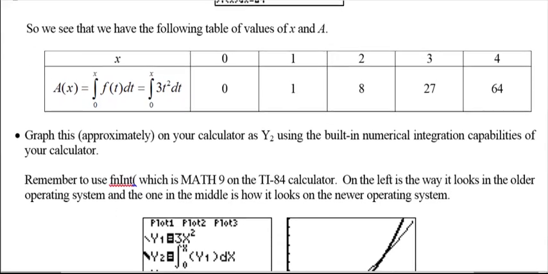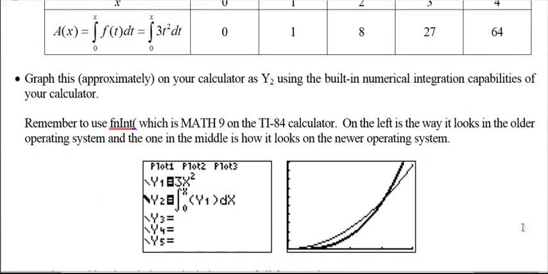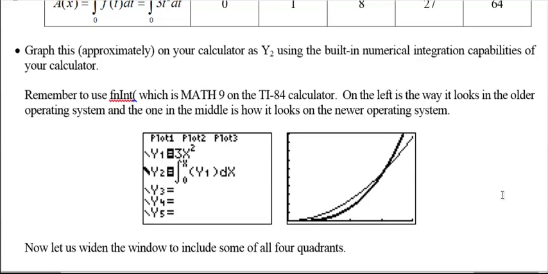Well, what we're going to do is use the numerical integral of the calculator, which is function integrate in the old notation, or just the integral sign in the new one, and that will go from 0 to x, and then of y1 dx. Everything needs to be in terms of x here. Now that's Math 9 on the TI-84 calculator in the older operating system. I don't have the screenshot for that.